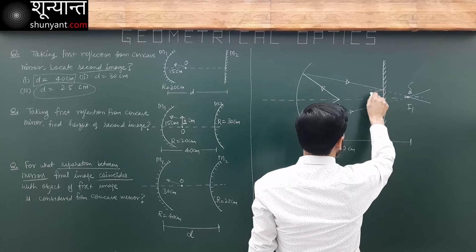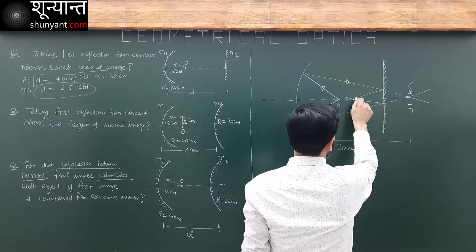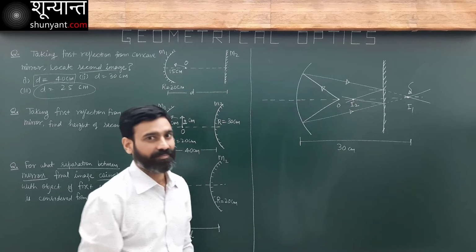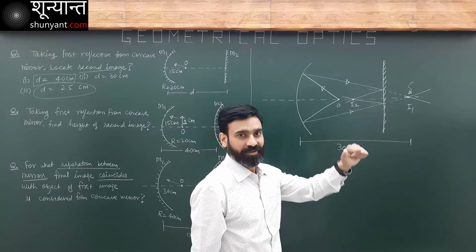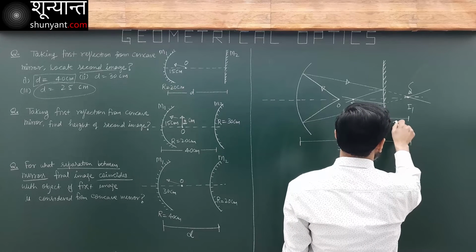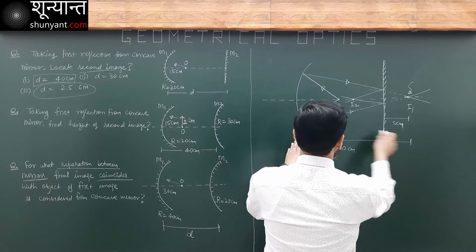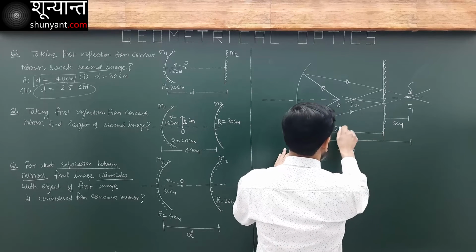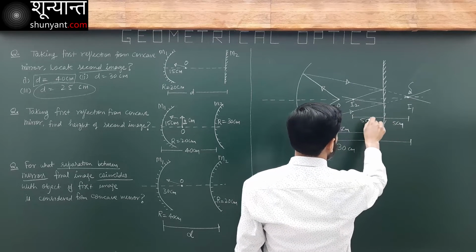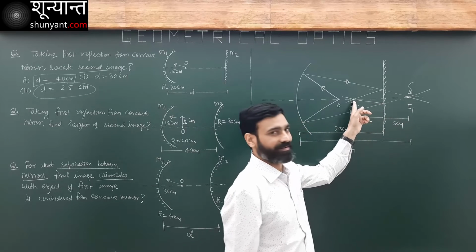Like this. This becomes my second image. Now from the geometry, we know that these two distances are going to be the same. If this distance is 5 centimeter, because this is 30, this whole thing from here to here is 25 centimeter, this is 5, this also is going to be 5 centimeter. Object distance is equal to image distance.